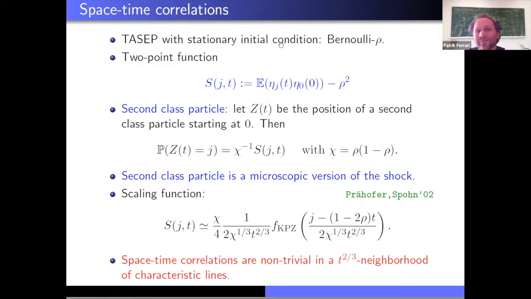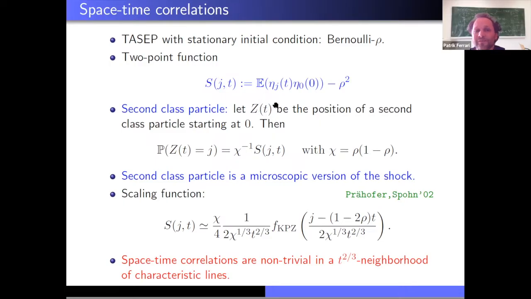So consider, for example, the simplest case, the stationary case: Bernoulli with density rho as initial condition. You can define the two-point function, which gives you the correlation of the occupation variable at time t at position j and the occupation variable at time 0 at position 0. Now, the second class particle is a particle that moves as usual, but if a normal particle wants to jump onto its position, it has to give place and they exchange.